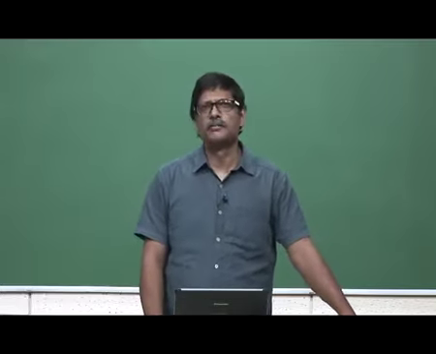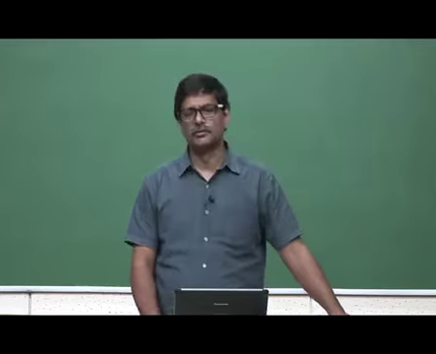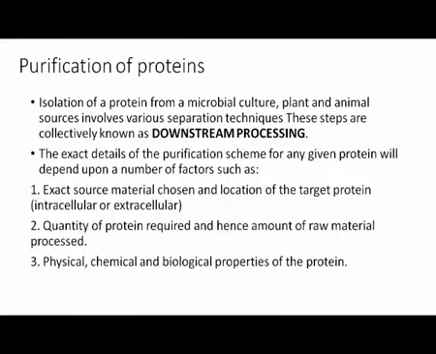these proteins from. Plants and animals are also good sources of these proteins, but you cannot indiscriminately kill or destroy plants to get the proteins, and similarly for the animals. But microbes can be grown in larger quantities in culture vessels, and from there you can actually get the proteins. So, the steps that are involved in isolating proteins from microbial culture, plants and animals, or various sources by the different separation techniques are collectively known as downstream processing.